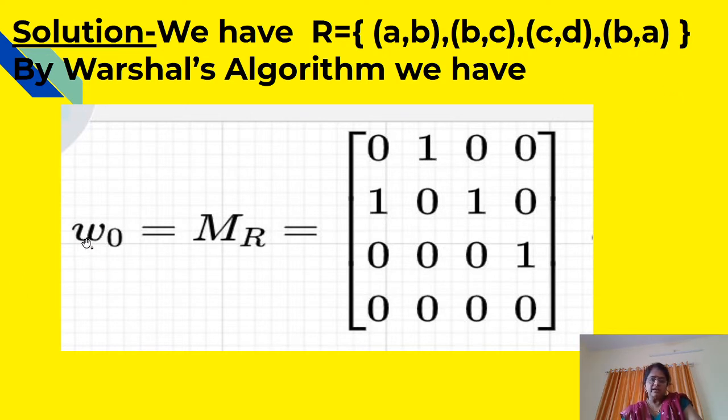Now when we write W1, all the ones which are in W0 will be as they are, but some extra ones may be added. For that we have to consider the first column and first row in W0. In the first column, there is a 1 in the second position. Therefore, our Pi will be 2. And in the first row, there is a 1 in the second position, and therefore our Qj will be 2.